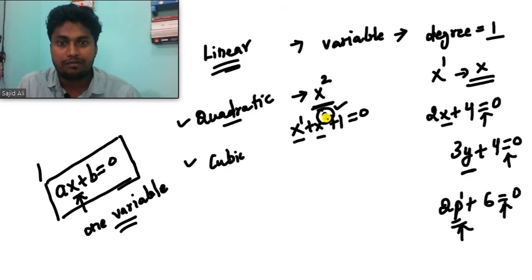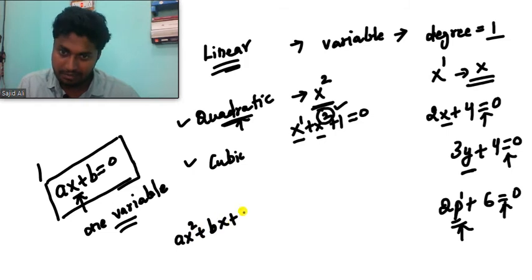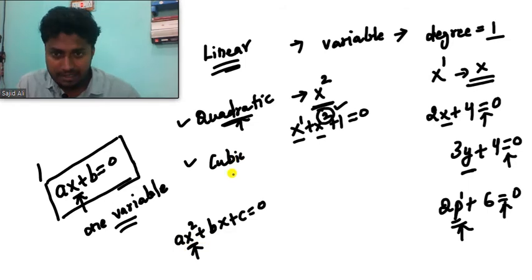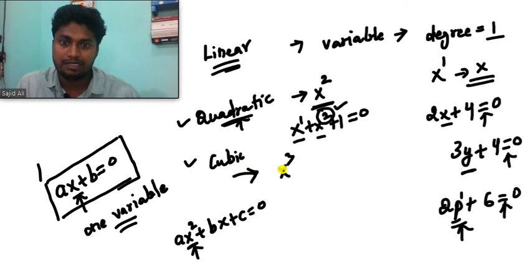So if the highest degree is 2, we call that a quadratic equation. Its general form is ax² + bx + c = 0. You can see here, the highest degree of the variable is 2. Now cubic means the highest degree of the variable is 3.